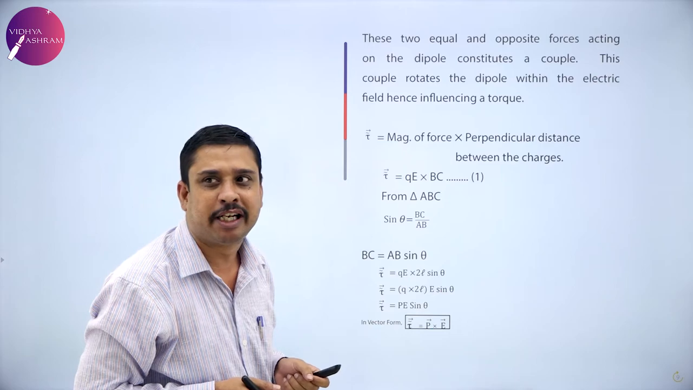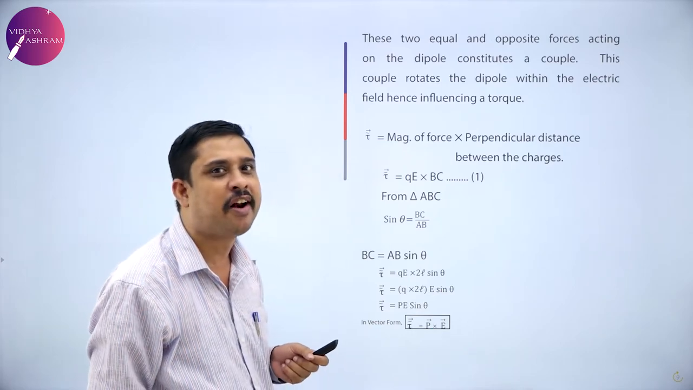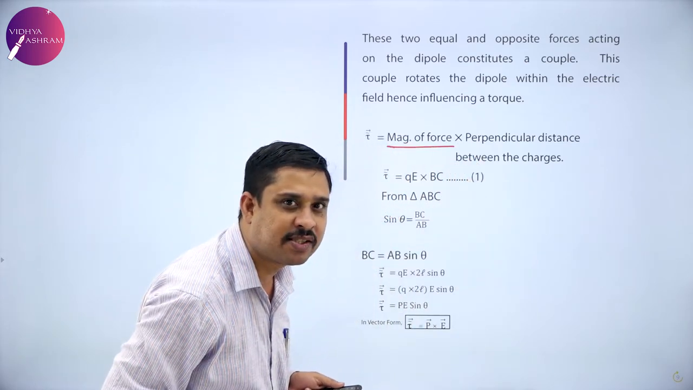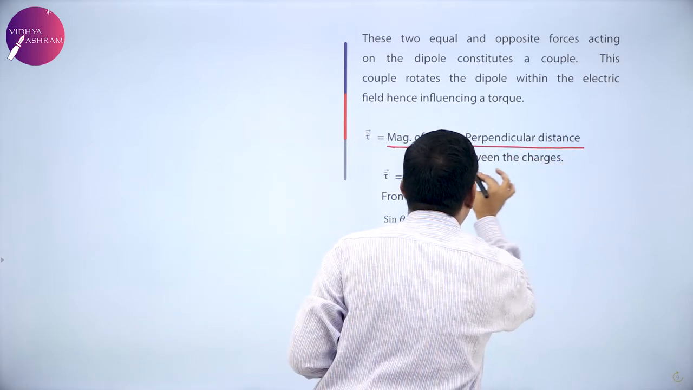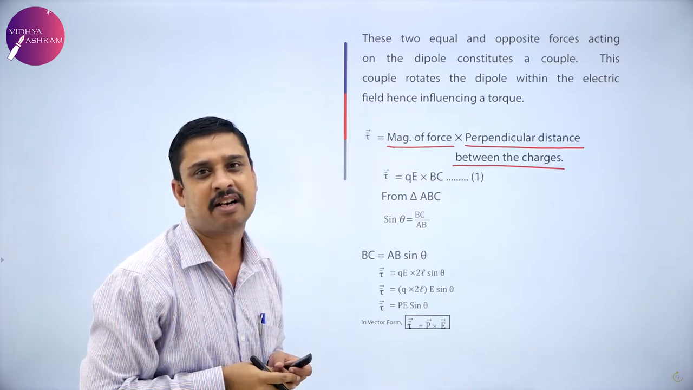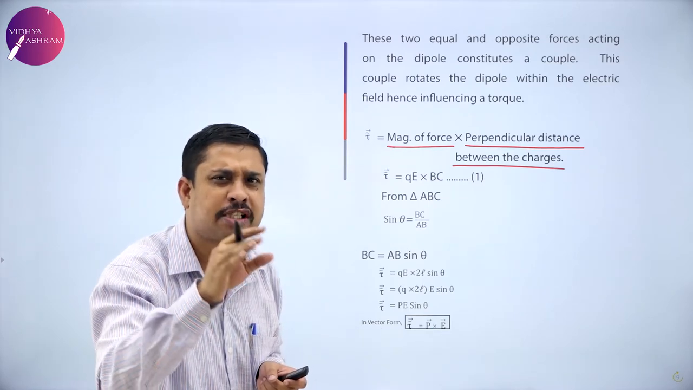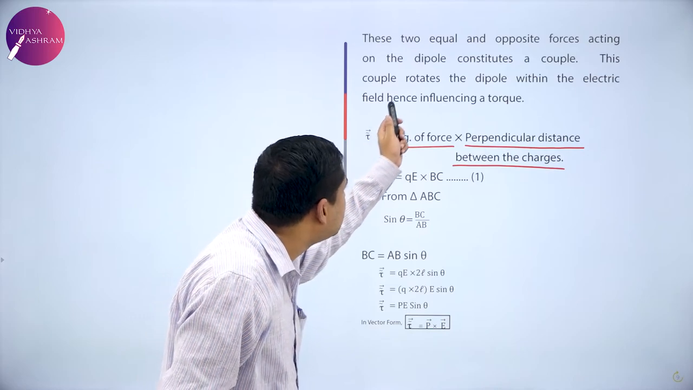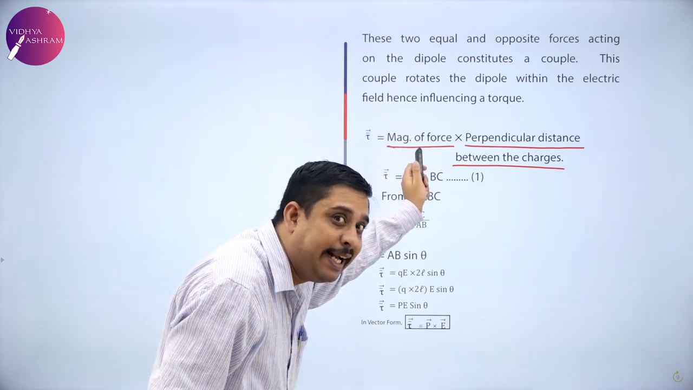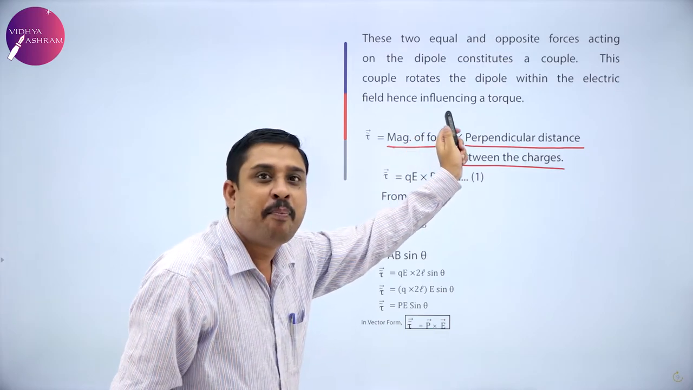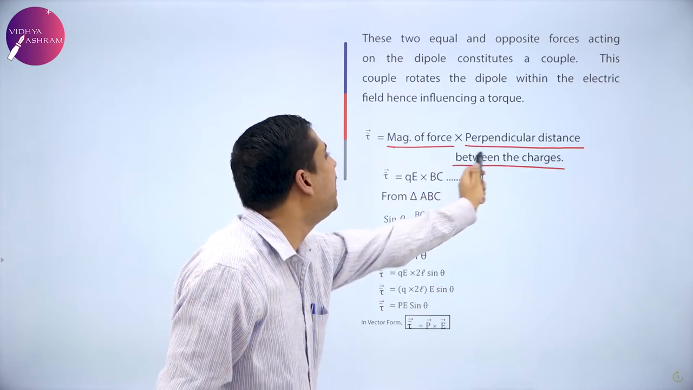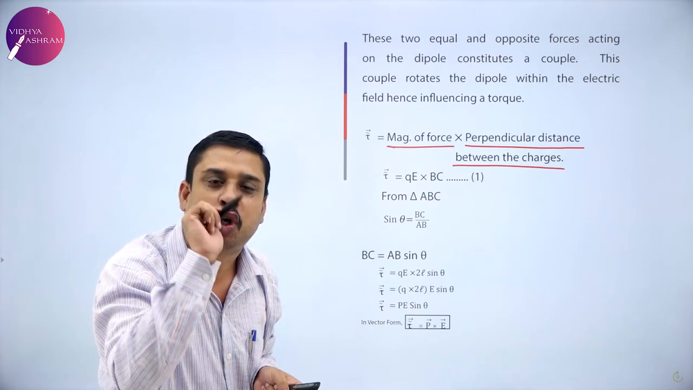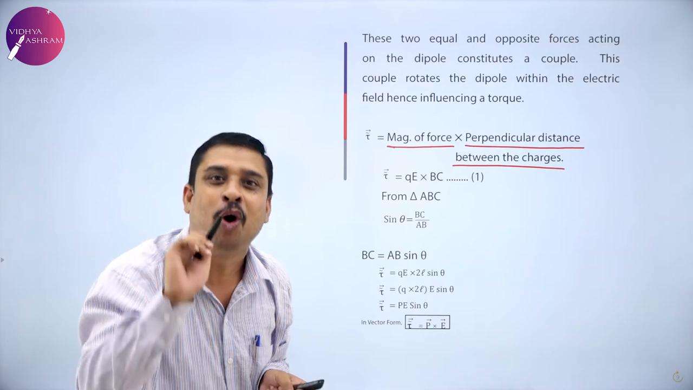Now I have to calculate the torque. You know the basic definition of torque. It is the product of the magnitude of the force into the perpendicular distance between the charges. Basically, force into perpendicular distance is torque. So, torque is the product of the magnitude of the force and the perpendicular distance between the charges. What was the magnitude of the force? For minus Q it is Q into E, and for plus Q it is Q into E.